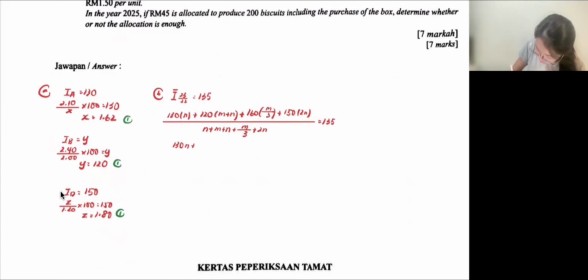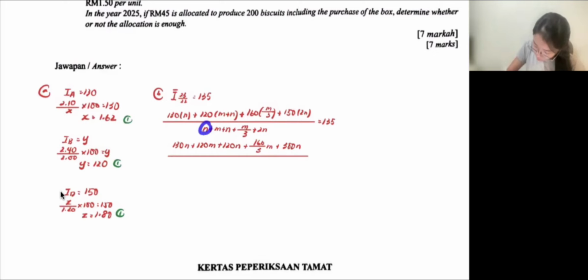130n, 120m, 120n. 160 divided by 3. 160 over 3, m. 300n. Okay, divide by, okay, bottom.